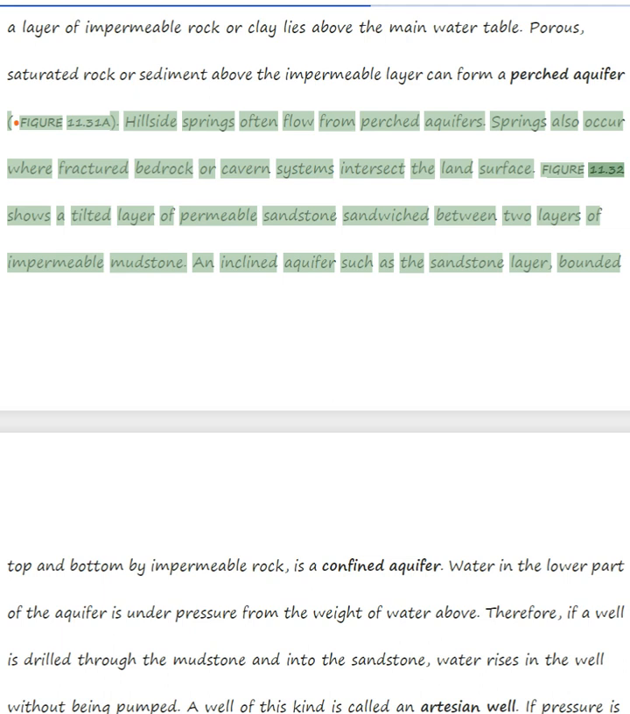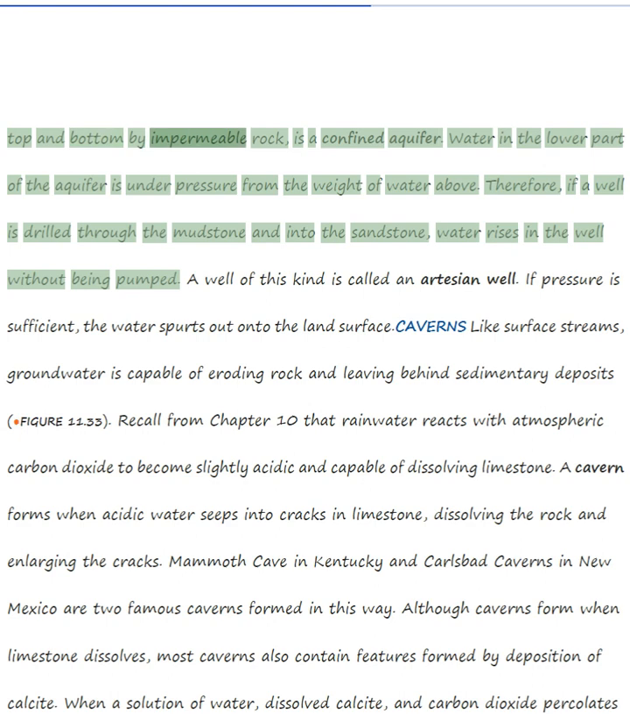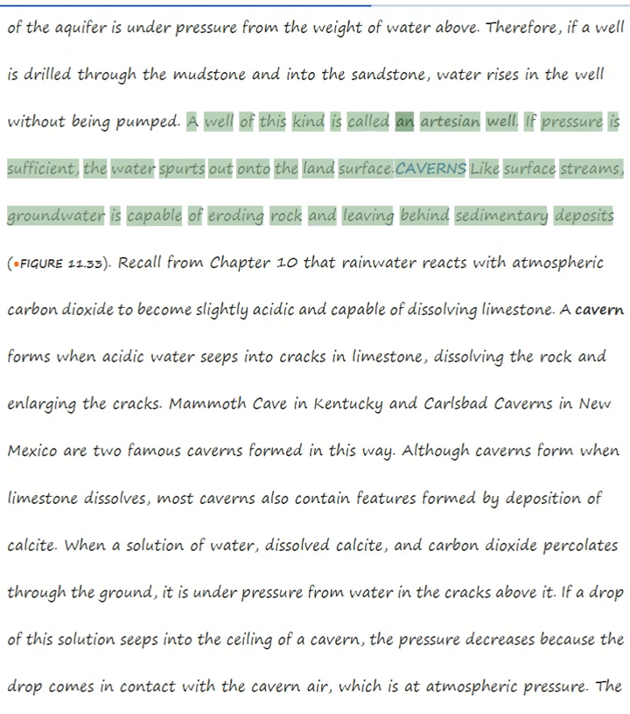Figure 11.32 shows a tilted layer of permeable sandstone sandwiched between two layers of impermeable mudstone. An inclined aquifer such as the sandstone layer, bounded top and bottom by impermeable rock, is a confined aquifer. Water in the lower part of the aquifer is under pressure from the weight of water above. Therefore, if a well is drilled through the mudstone and into the sandstone, water rises in the well without being pumped. A well of this kind is called an artesian well. If pressure is sufficient, the water spurts out onto the land surface.